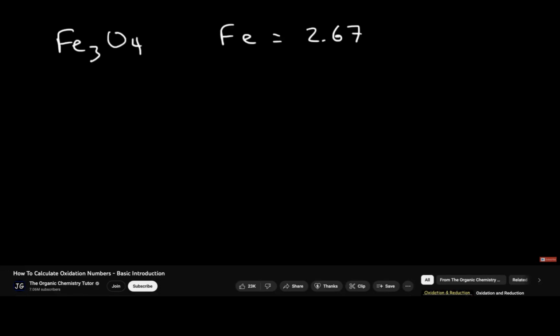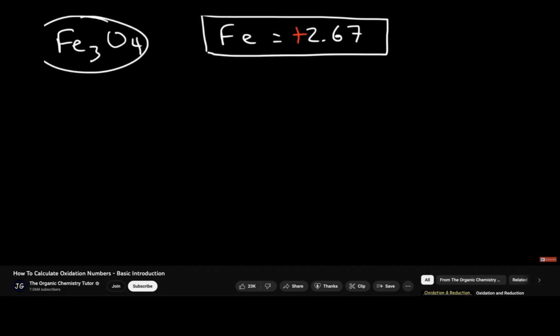Now keep in mind, an individual iron atom cannot have a charge of 2.67. It's usually a whole number, like positive 2 or positive 3, because electrons and protons basically have numerical charges. An electron has a charge of negative 1, a proton has a charge of positive 1. So a typical ion won't have a decimal charge. So what does it mean that the average oxidation state is 2.67? What is meant by that?